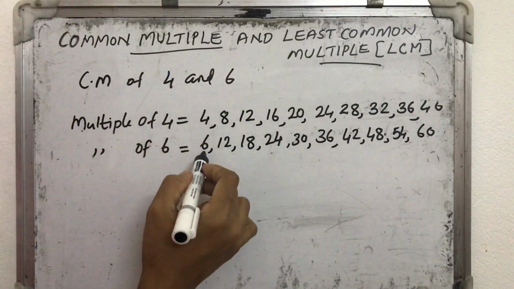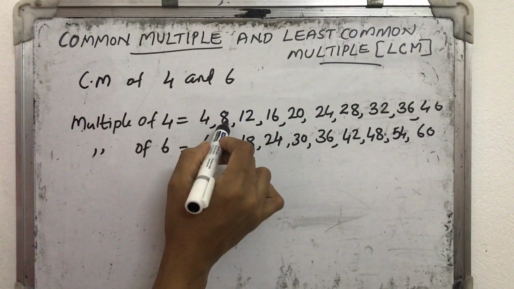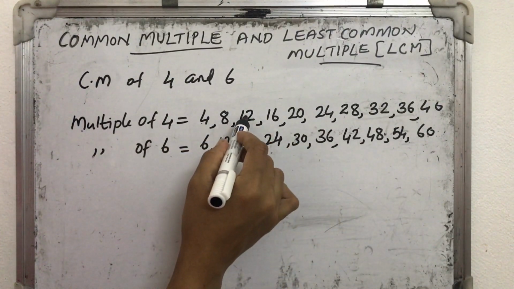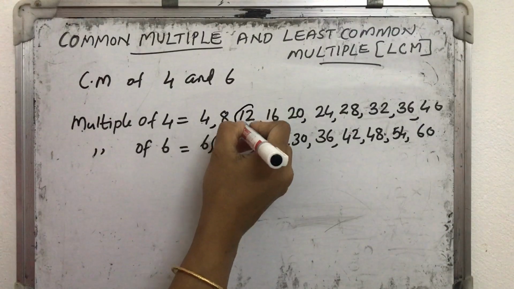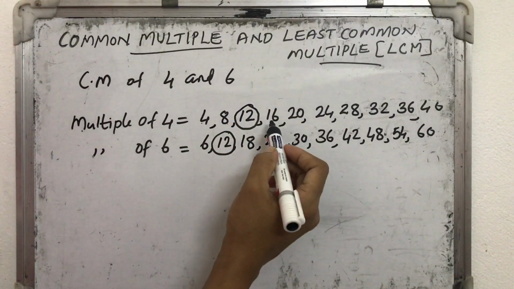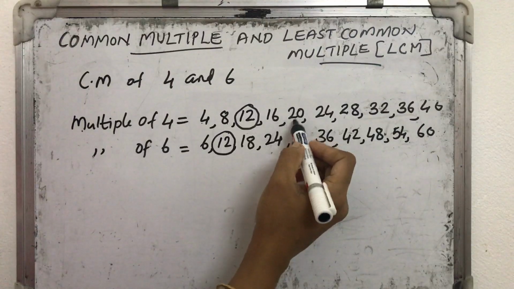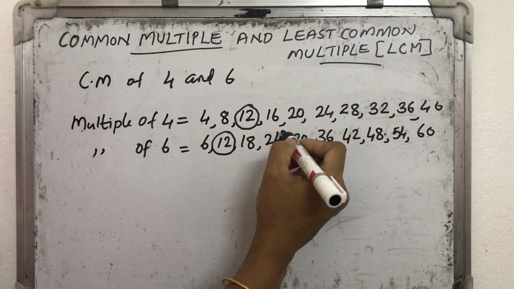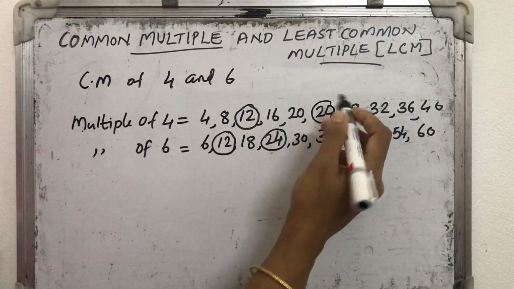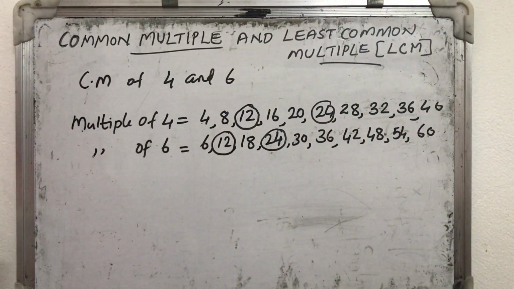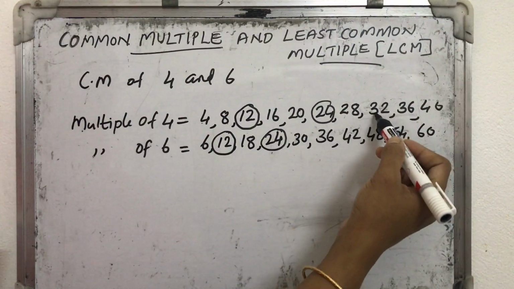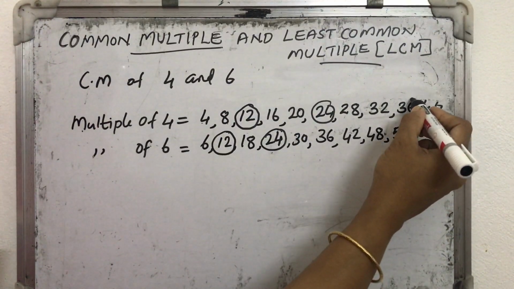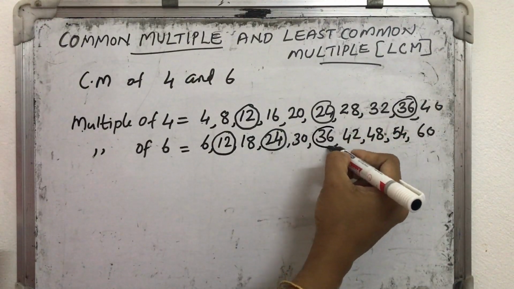So when we check this, 4 is here, but here no 4. Then 8, no 8 in these multiples. 12, yes, we got 12 here, so we can circle it. This is one common multiple. Next, 16, no; 20, no; 24, yes, 24 we got. When we extend this, we will get some more common multiples. In these 10 multiples we will get only these: 28, no; 32, no; 36, yes, one more we got, 36 also, a common multiple.